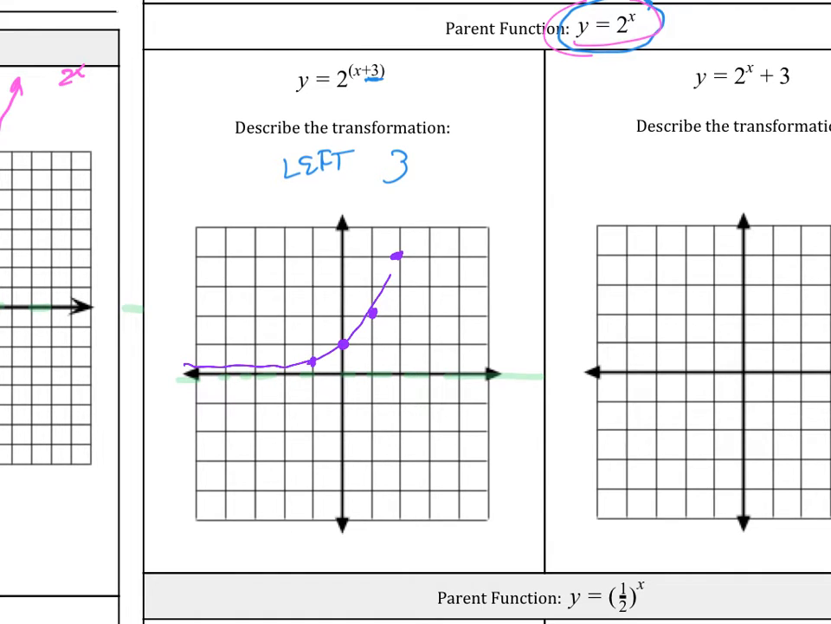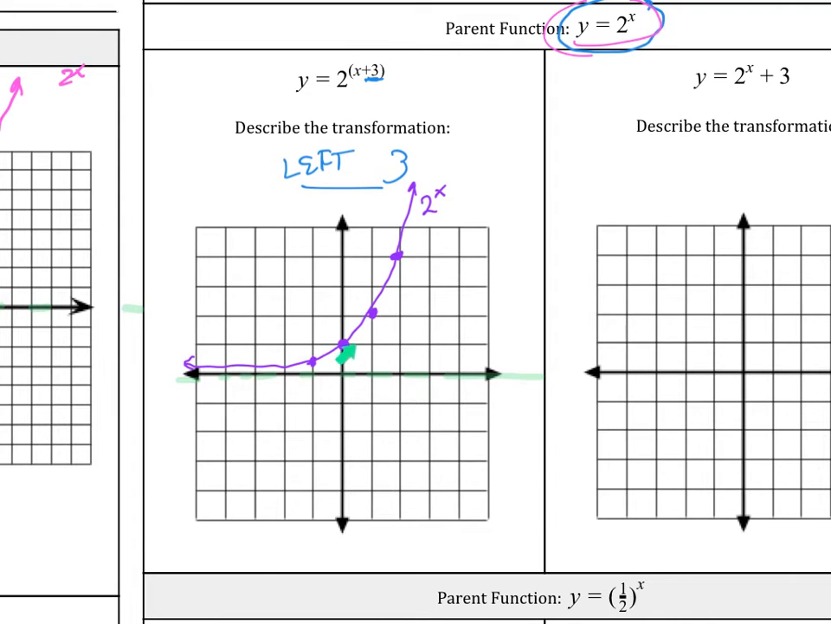So here is the parent function f of x, or let's just say it's 2 to the x. So now we want to move it left 3. So in order to move it left 3, we're going to move everything left 3. Now, if I move my asymptote left 3, does that change? No, it's still on the x-axis, so that does not move. But every other point does move. So we're going to move everything left 3 points.